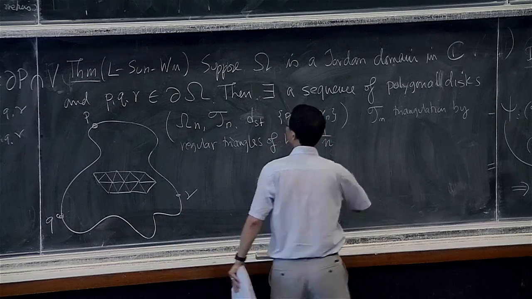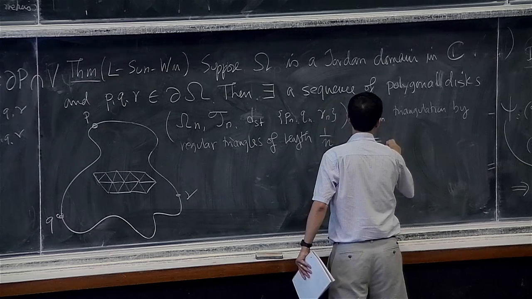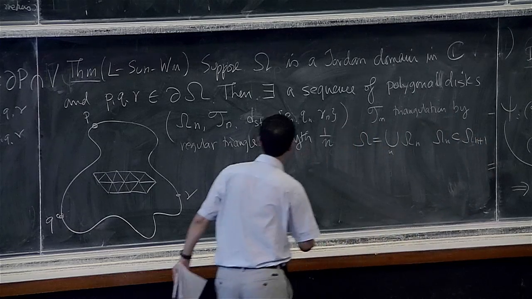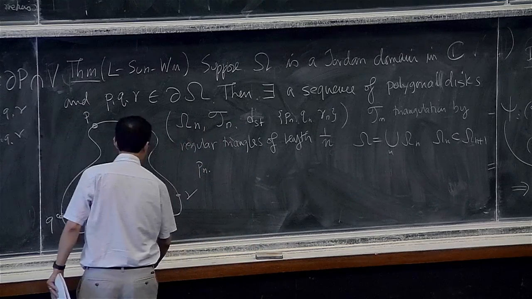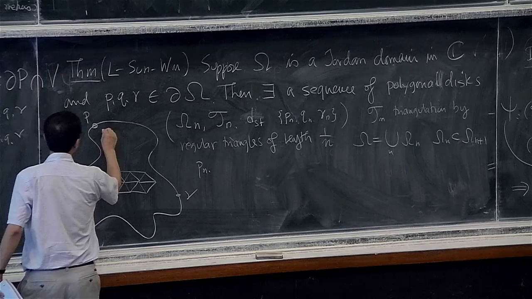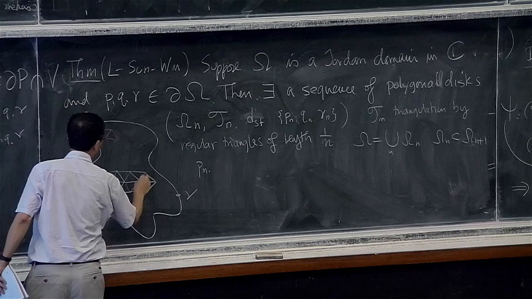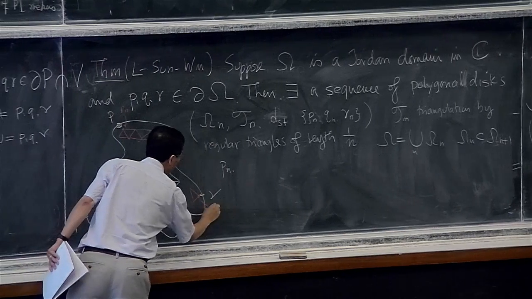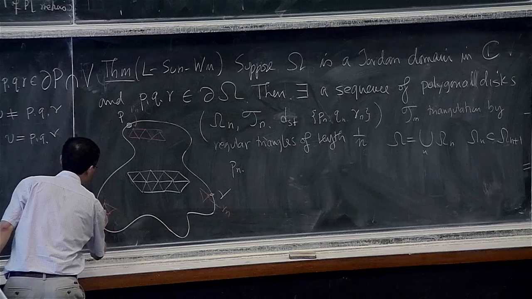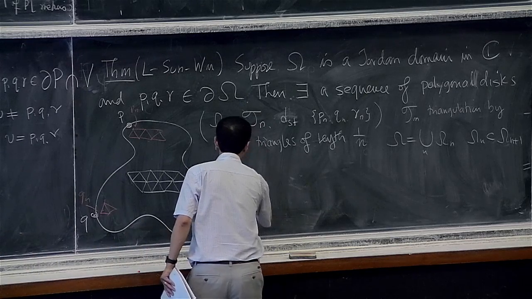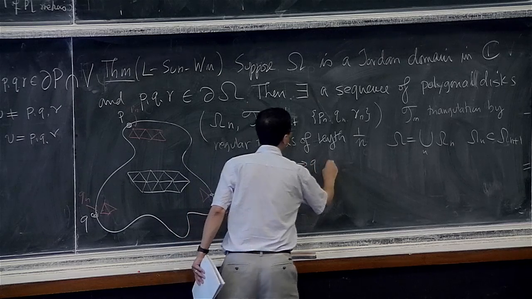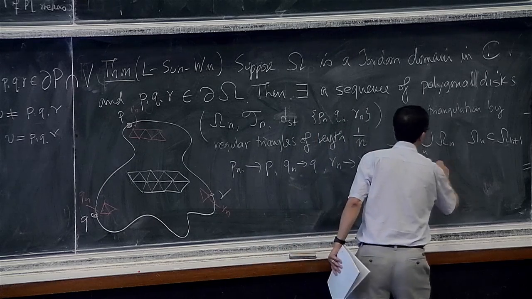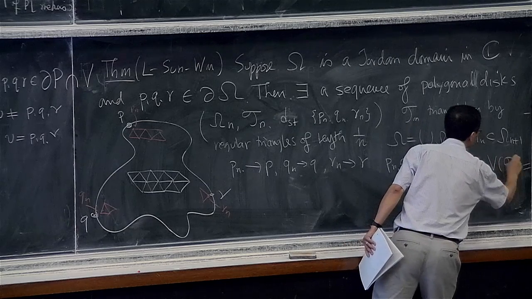And this omega n approaches omega, so omega is the union of the omega n, and omega n is contained in omega n plus 1, and there are 3 points. So I have Pn. Really, just look at the picture here. We are approximating this region by these regular regions. So Pn, Qn, Rn are very close to the given points. Pn converges to P, Qn converges to Q, Rn converges to R, and P, Q, R are in the boundary of omega n, and are vertices of it.